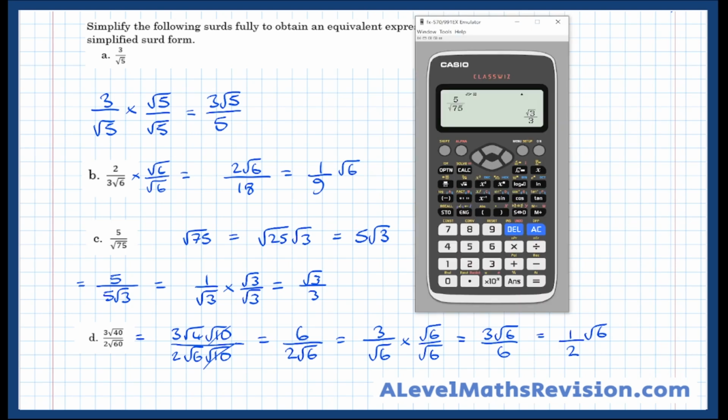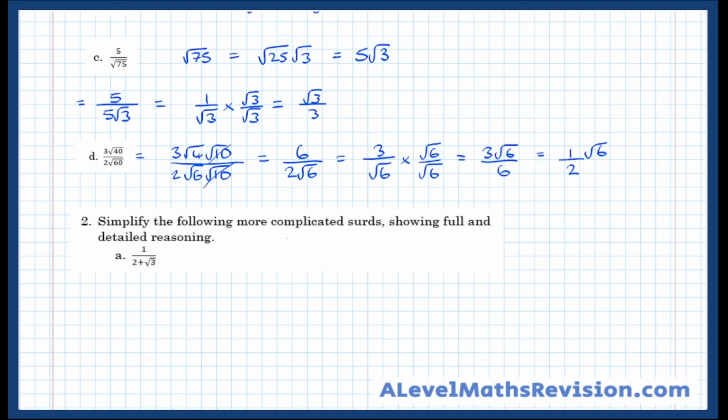Putting in the calculator, let's see. 3 root 40 over 2 root 60 equals root 6 over 2, a half of root 6, as we got doing it our way. So we're probably ready to move on to a more difficult type of rationalising the denominator now, before you're ready to do the worksheet. So let's do that. So moving on.